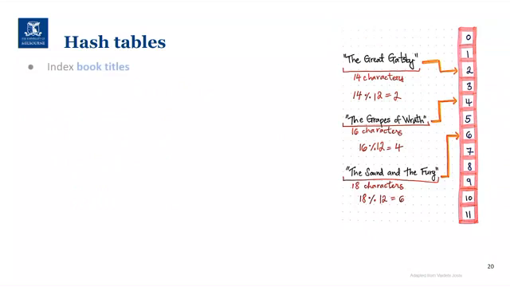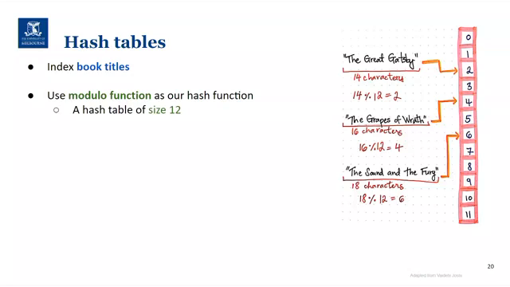And for our hash table, we'll then go back to indexing book titles, and we'll use the modulo function as our hash function as the following. We'll define here, arbitrarily, that we want 12 buckets. Okay, so a hash table of size 12.